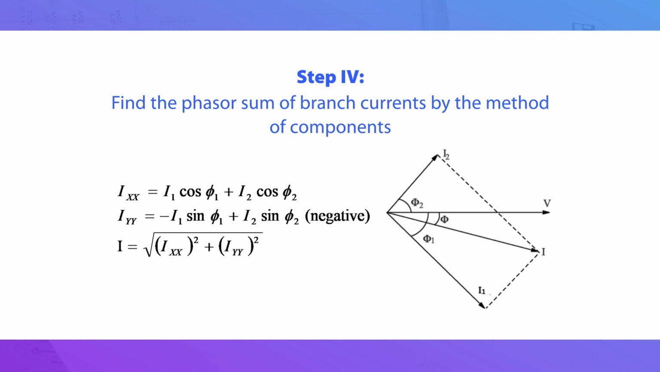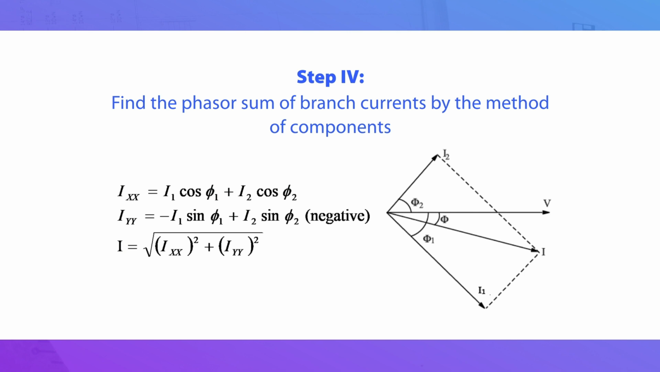So here you can see the vertical component of I1 is equal to what? I1 sin phi 1. It will be downward, so it is taken as negative. That means it can be written as minus I1 sin phi 1. Now you have to find the vertical component of current I2. So it can be written as I2 sin phi 2. So Iyy is equal to what? Minus I1 sin phi 1 plus I2 sin phi 2.